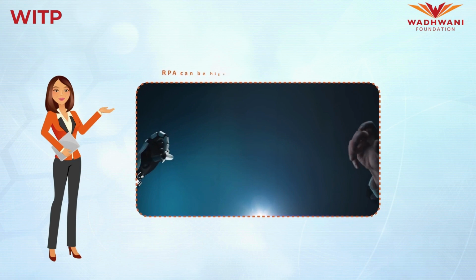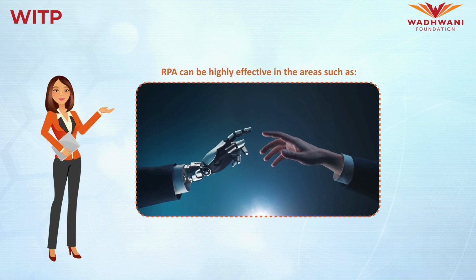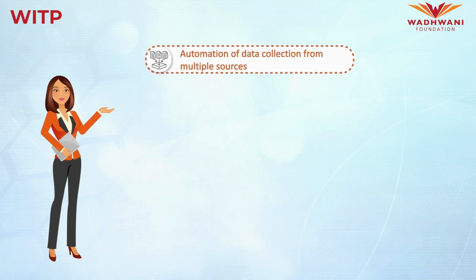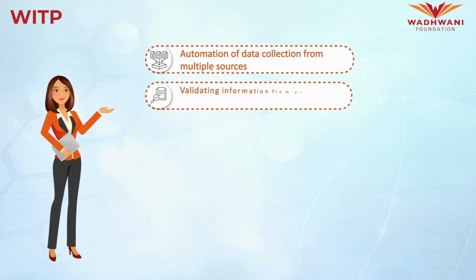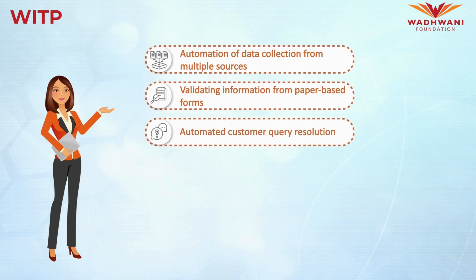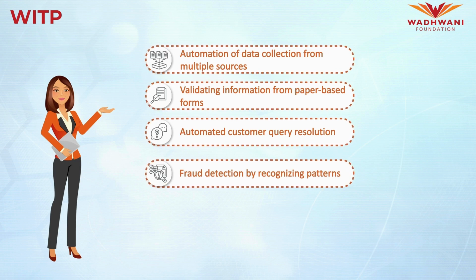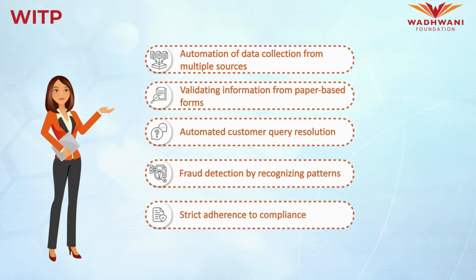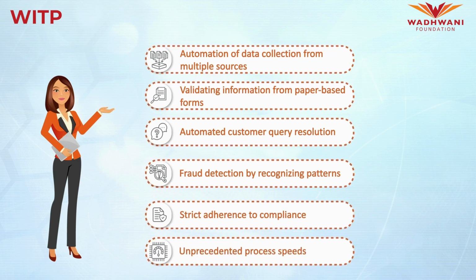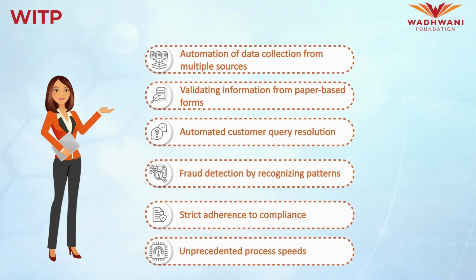Which areas do you think RPA can be highly effective in? Well, RPA can be highly effective in areas such as automation of data collection from multiple sources, validating information from paper-based forms, automated customer query resolution, fraud detection by recognizing patterns, strict adherence to compliance, and unprecedented process speeds. RPA is ready to work within every department and function across legacy systems.